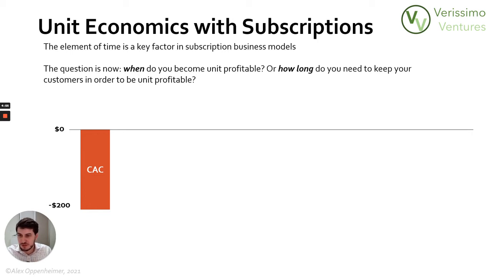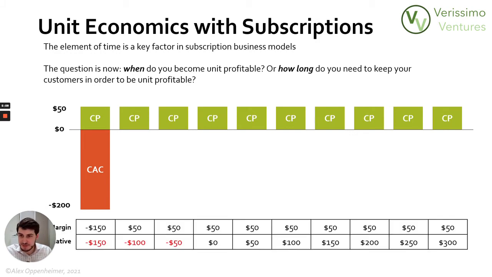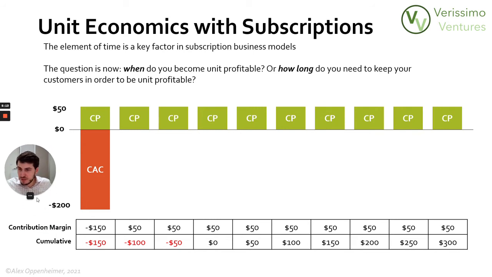So this is just an illustration. Again, let's say we have $200 for CAC in that first month, it's a $50 contribution profit, and then we get that same contribution profit month after month after month. Now, this is 2, 4, 6, 8, 10 months. And if it's $50, we can see, let me move my circle here, the contribution margin is negative 150, then 50, 50, 50, 50.